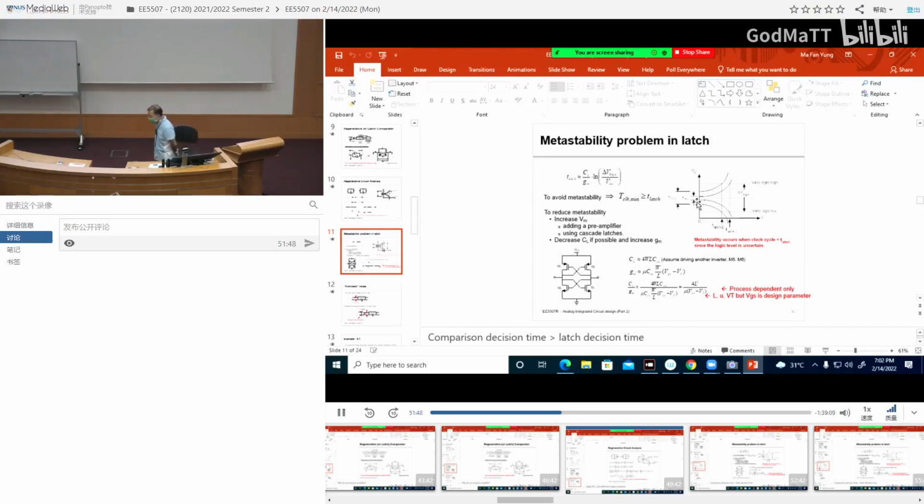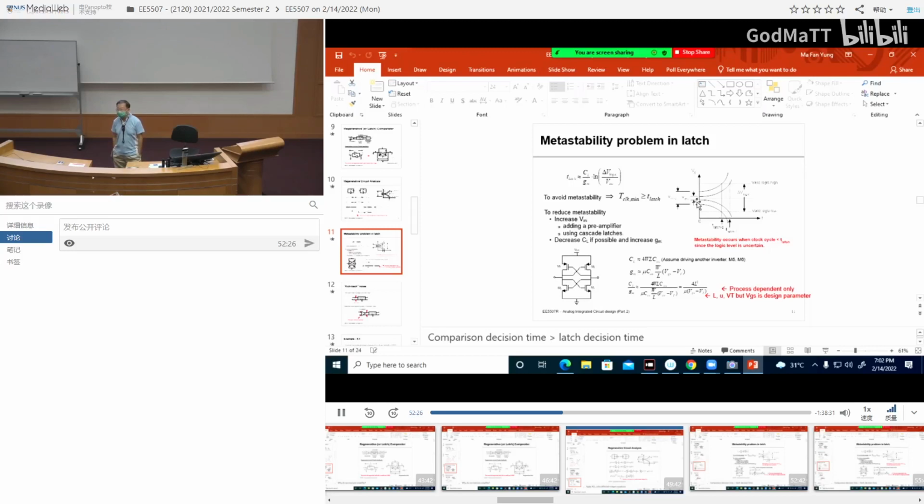So there's a situation where, if the input difference is too small, it will need a very long time to get to the final output. And if this time is longer than your comparison time, you have a problem, because it hasn't settled yet. This is what we call the meta-stability problem. That means this regenerative comparator cannot give you an answer in the time that you want.